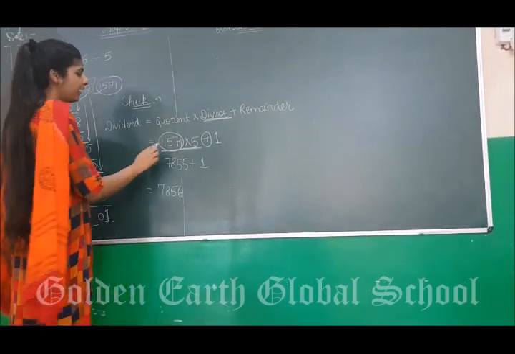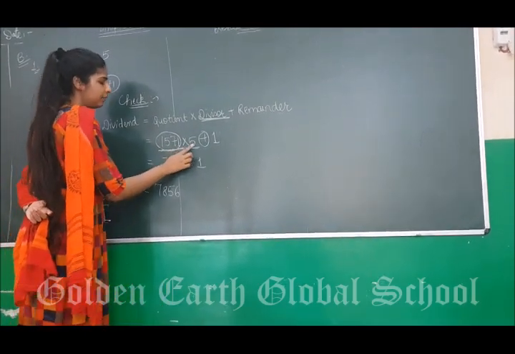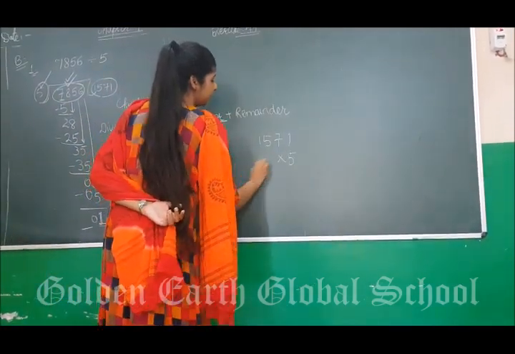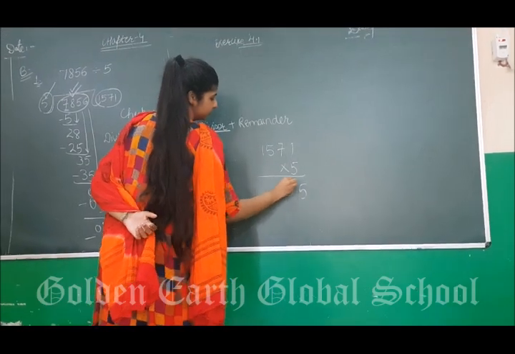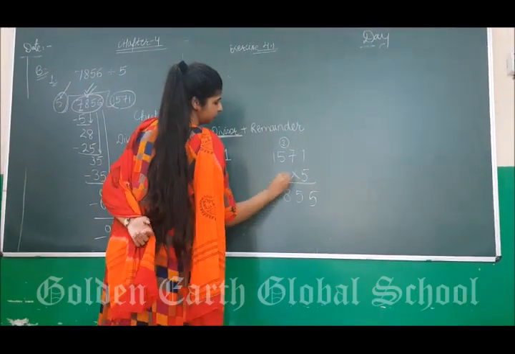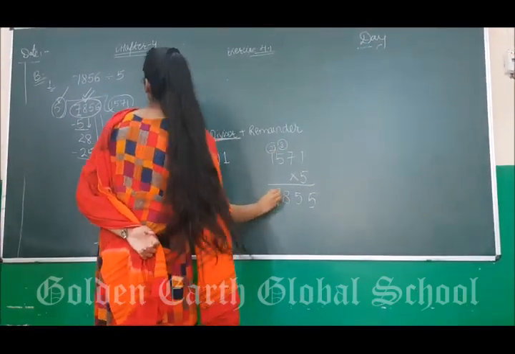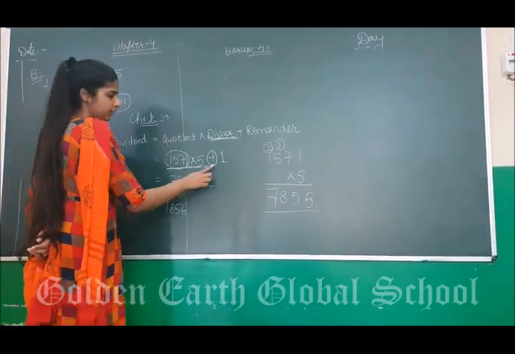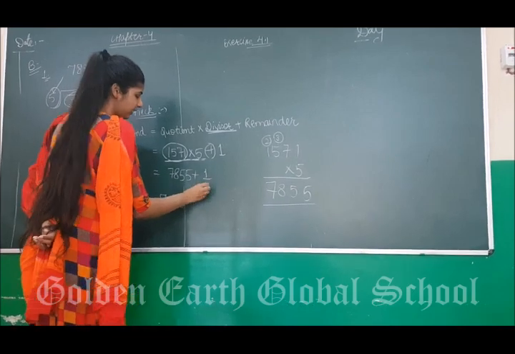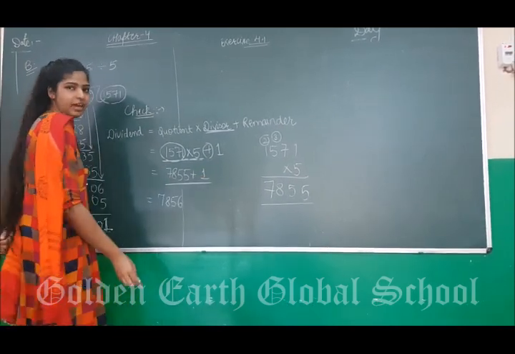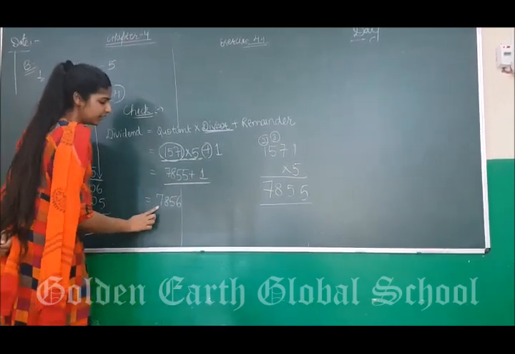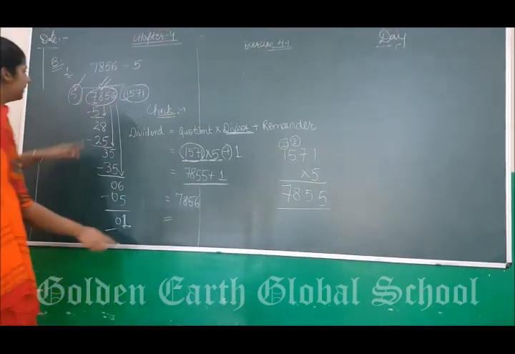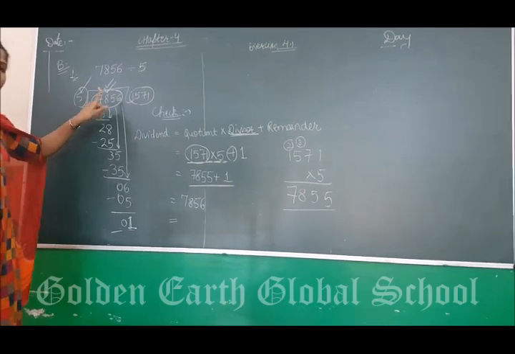Now multiply 1571 multiply 5. What did we get? 7855 plus 1. So 7855 plus 1 is 7856, which is the value of the dividend. So it means our answer is correct.